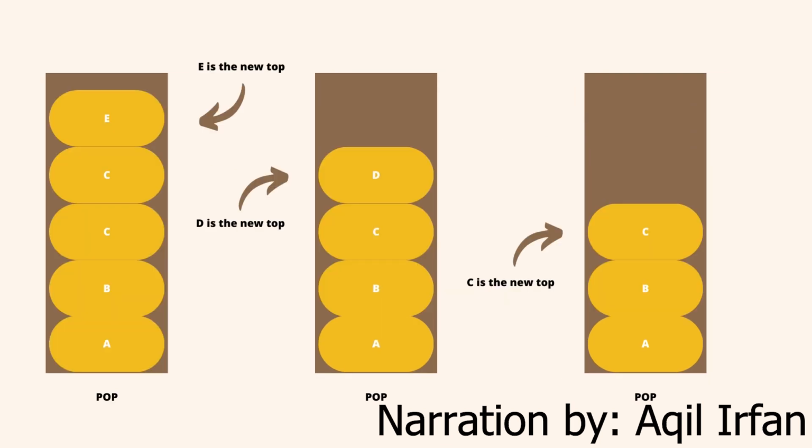And next is pop. Pop is removing the top data. The data that remains below becomes the new top. For example, they build a mall. If the mall demolishes the top data, which is level 5, automatically level 4 will be the new top data or top level.